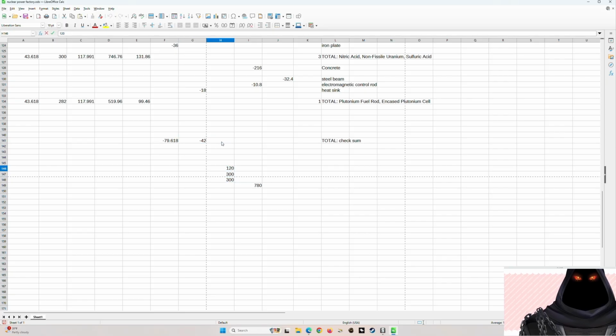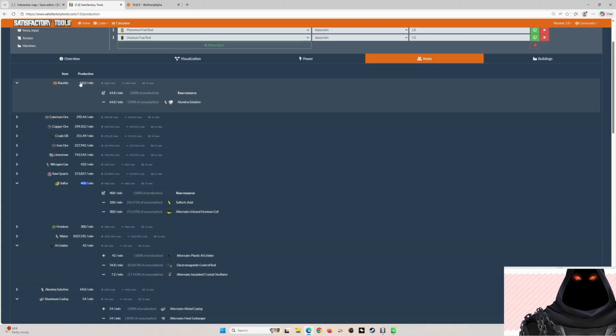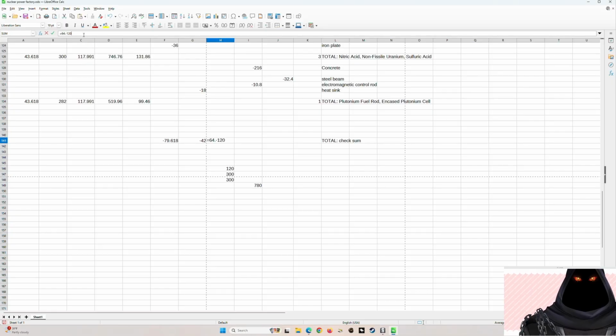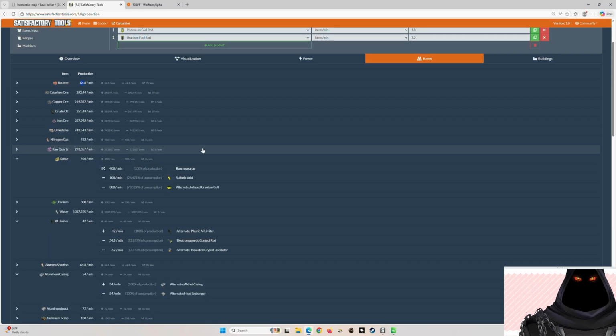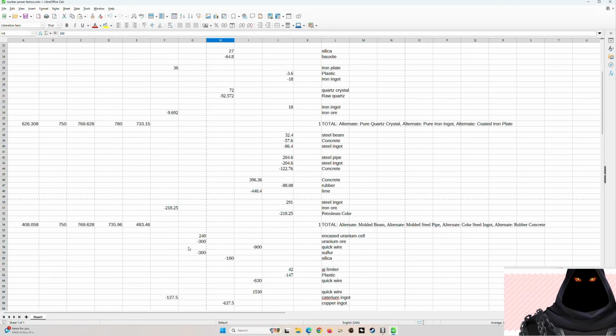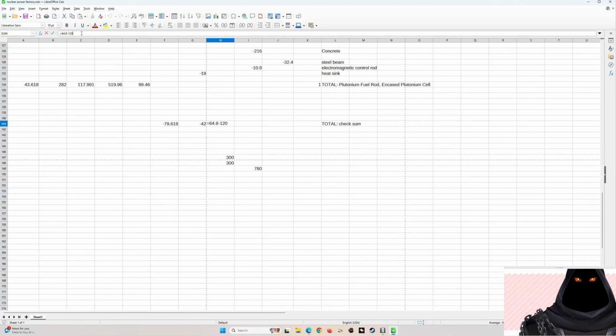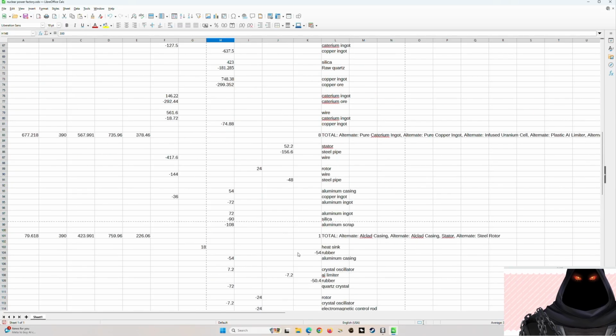Okay, so we have bauxite. This is equal to minus 120. So we have 52.2 bauxite trickling down the Sushi line. What's next on the list here? Raw quartz. Okay. So let's put that in the checksum here. So we have plus this minus this.